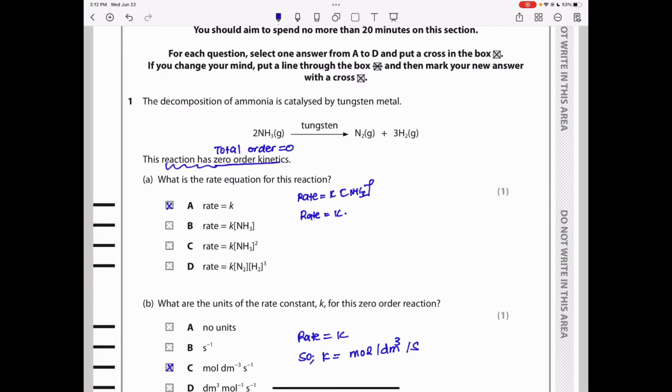Remember, the rate equation is usually written as rate is equal to K times the concentration of reactants to the power of the order. Since here we have one reactant, it's written like this: rate is equal to the rate constant, concentration bracket, ammonia, power order 0. Since the total order is 0, the order with respect to ammonia is also 0. Any number to the power 0 is 1, so rate becomes equal to K. So when they ask for the rate equation for this reaction, it is rate is equal to K, since this is order 0.